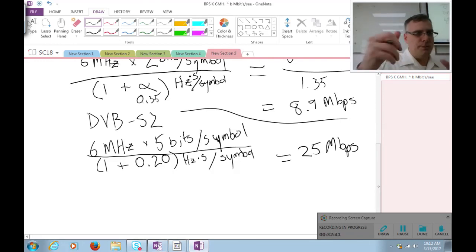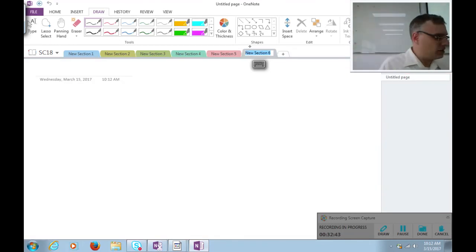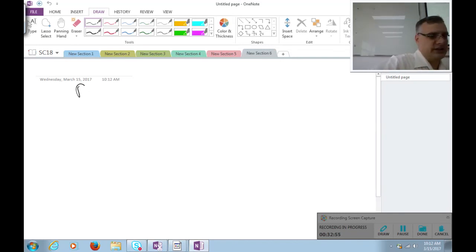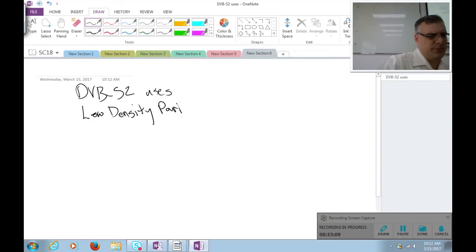Now, that's raw bits going through the channel. That does not talk about the error correction coding. We said that there was Reed-Solomon encoding used in DVB-S. Here, for DVB-S2, something was written in the standard involving low density parity check codes, LDPC.